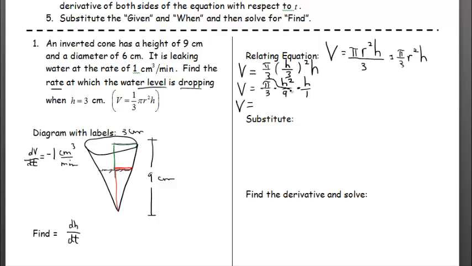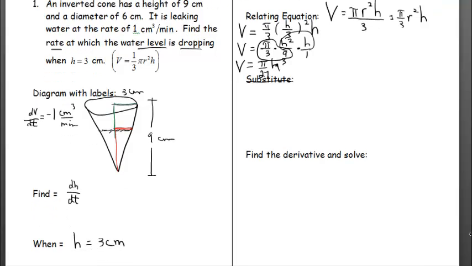Let's gather up all the constant multipliers. That's going to be pi over 27 times the variable part, h cubed. Think about what we just did. We took the volume equation, got rid of r, and wrote the volume equation for a cone in terms of one letter only. So now I can differentiate and not have to use the product rule. I think I did the substitute line all together right here, so I'm going to move down to where it says find the derivative and solve.